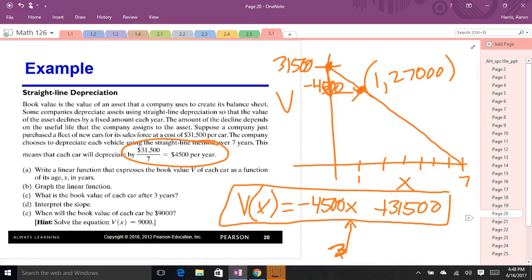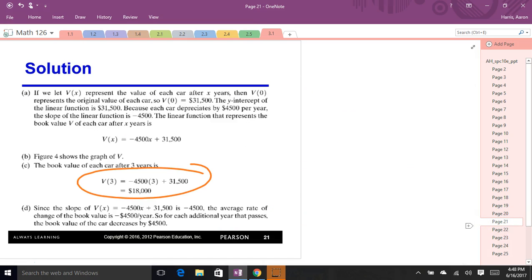Go back to the question. Let's interpret the slope. So the slope here is saying we are losing $4,500 for every year that the car ages. Okay, that's what your average rate of change is saying here.